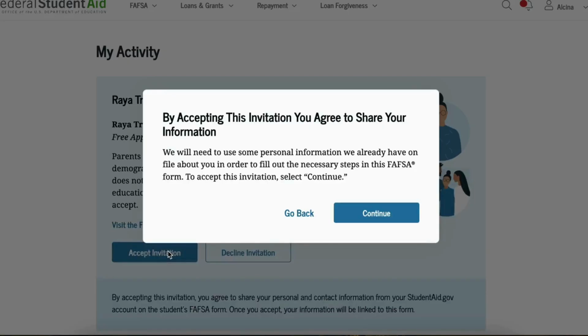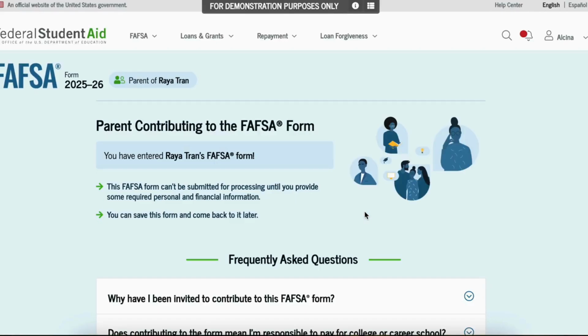We're going to hit Accept Invitation. We're going to share this information, and this is how it's going to connect the student to the parent. As you can see at the top, that parent aspect is now showing instead of student.